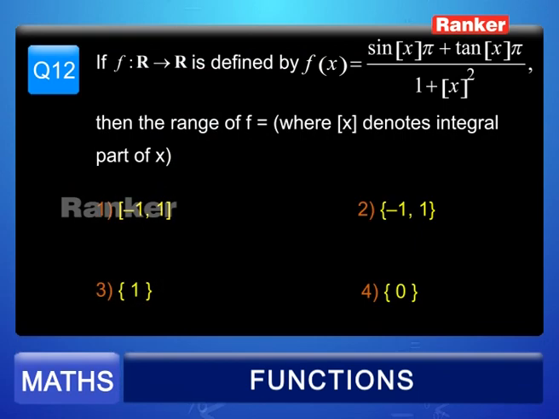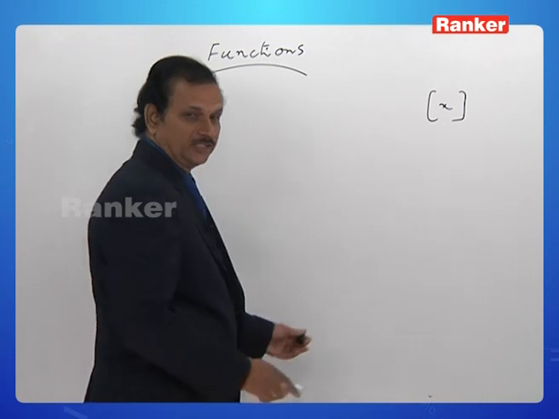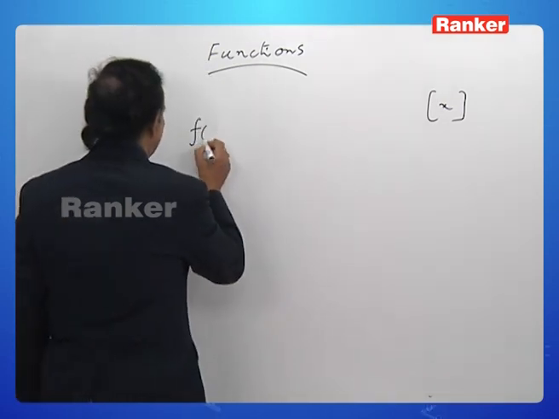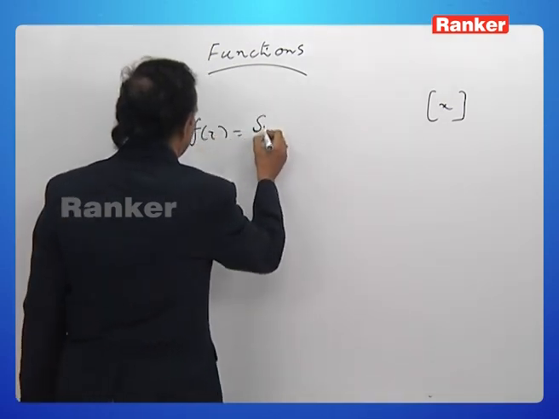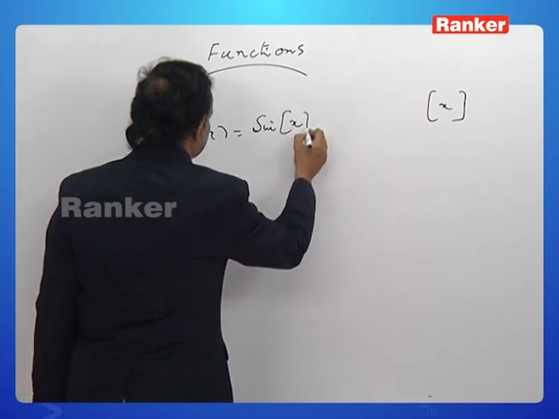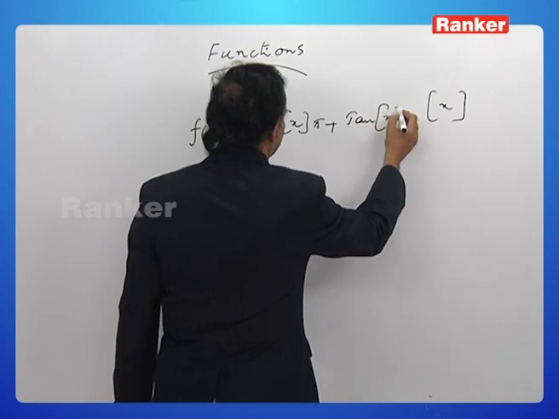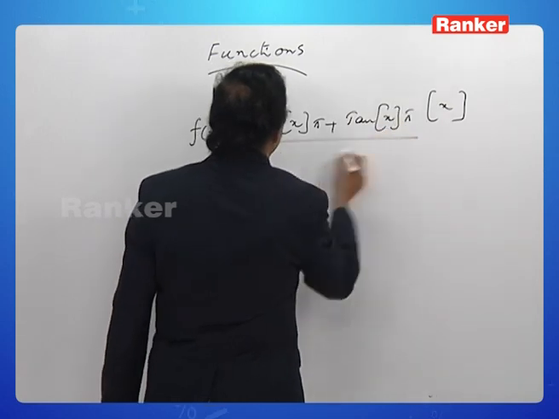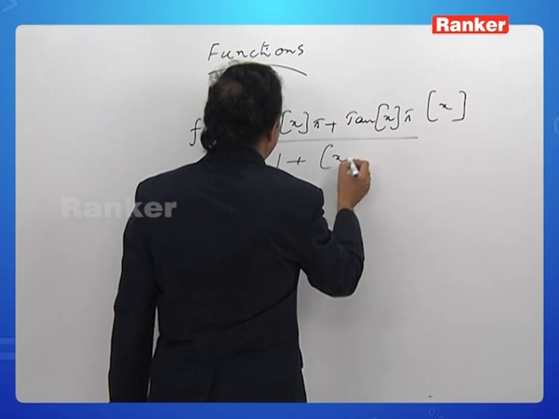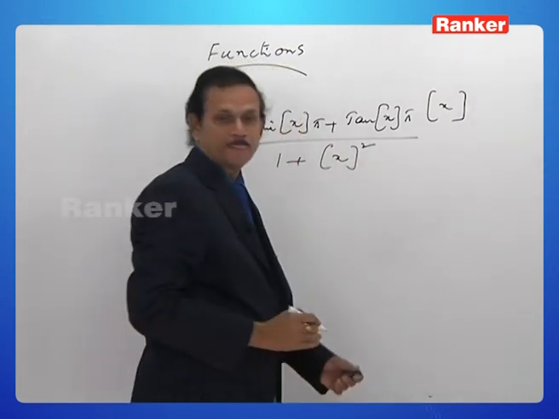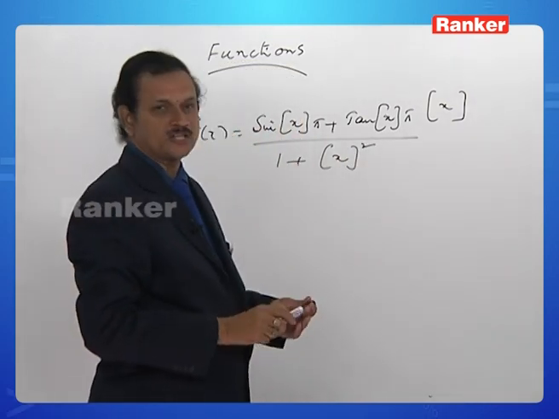The first option, closed interval minus 1 to 1. The second option, the set containing minus 1 and 1. The third option, singleton 1. And the fourth option, 0. Actually, what is the function given here? F of x is equal to sine of integral part of x into pi plus tan of integral part of x into pi, by 1 plus integral part of x whole square. This is the function given.